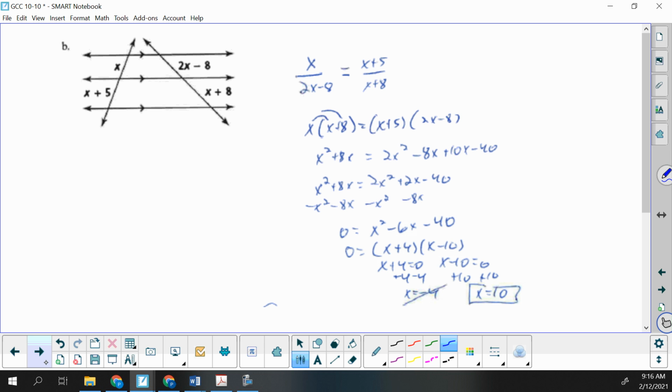In the next one, x over 2x minus 8 is equal to x over x plus 8. You've got to cross multiply. The x has to distribute through, and on the right there you had to FOIL out. We want to get everything on one side so it's equal to 0, and we like a positive x squared, so I subtract everything over with the 2x squared, and you get x squared minus 6x minus 40. That factors into x plus 4 and x minus 10. When you set those equal to 0, you get 10 and negative 4. However, one of our sides is x, and we can't have negative 4 for a length, so we reject x is negative 4 and just have x equals 10.